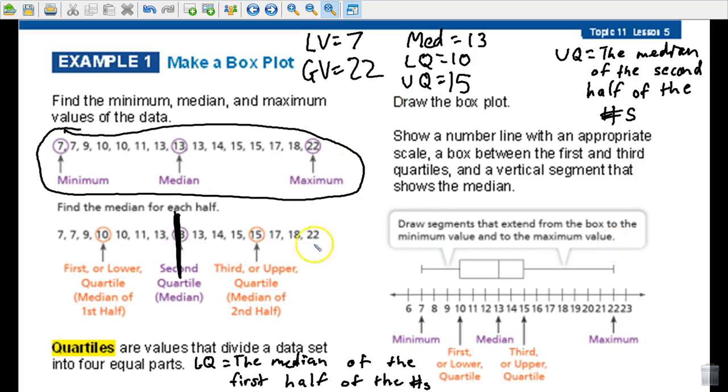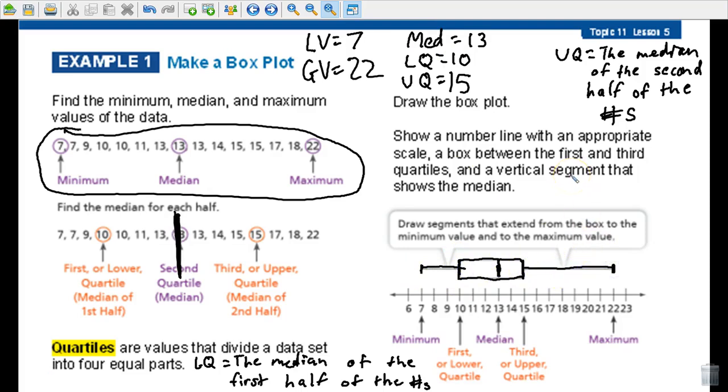So now we have our number line. I like to start off with drawing our lines for the least value and the greatest value, or the minimum and the maximum. Then I make the lines for the lower quartile, the upper quartile and the median. My lower quartile is 10, so I make my line right here. My median is 13, and my upper quartile is 15. So now I make my little box, and then I create the lines.